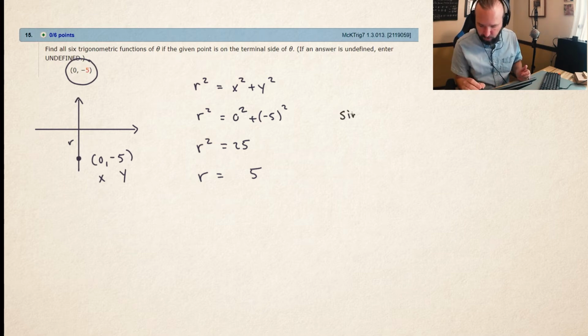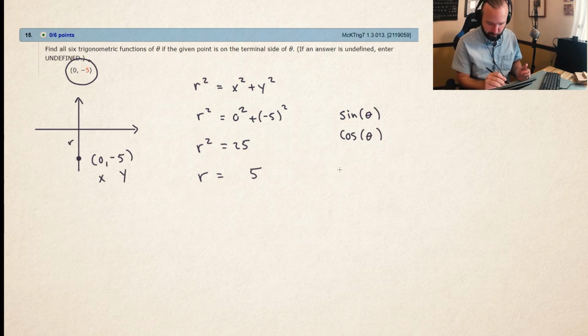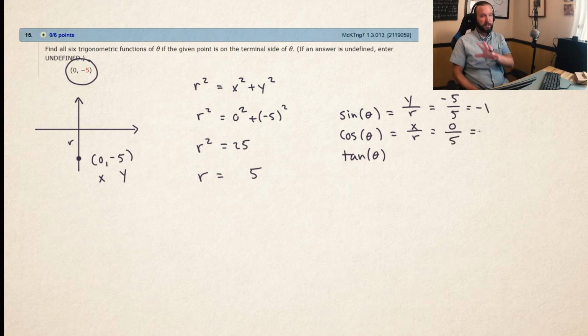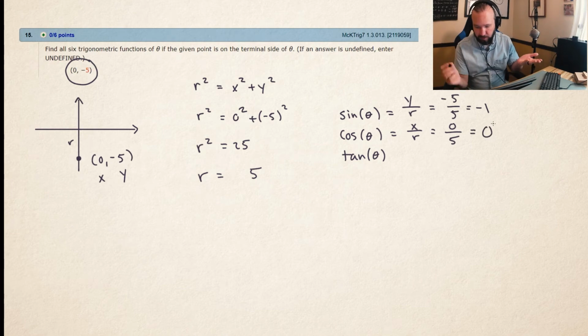So now let's try to do these trig functions where we have these x's and y's, and see if anything goes wrong here. So the definition of sine is y over r. So that is negative 5 over 5. So that's negative 1. The definition of cosine is x over r. So that is 0 over 5. So remember, 0 over 5 is allowed, but 5 over 0, that's what's not allowed. So this is fine. 0 divided by 5 is 0.